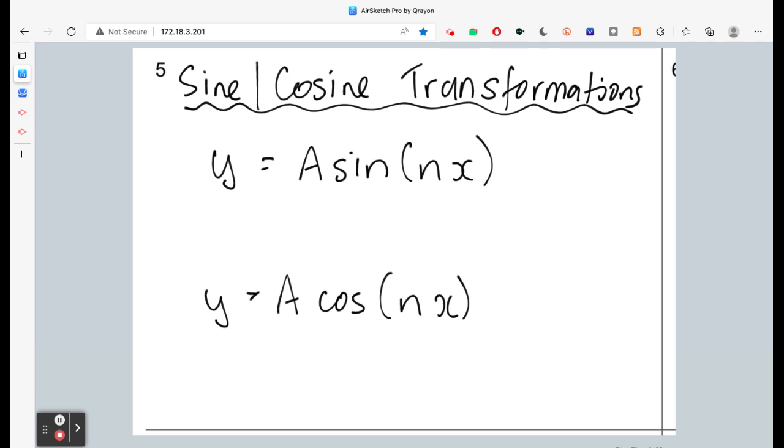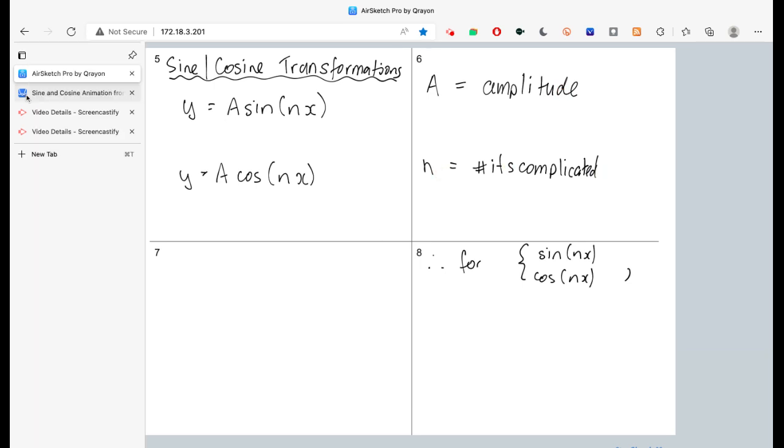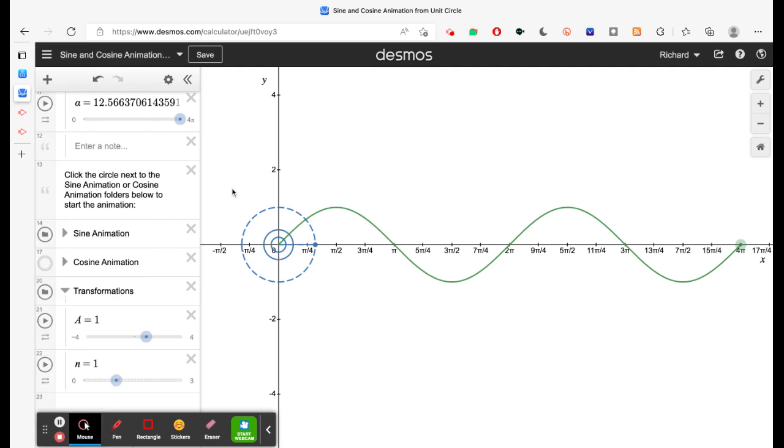So let me scroll out and I'll show you one new word, and that is amplitude. Whatever the value of a is, it's the amplitude. Whatever the value n is, is more complicated. So let's go to our Desmos graphs and I'll tease that out.